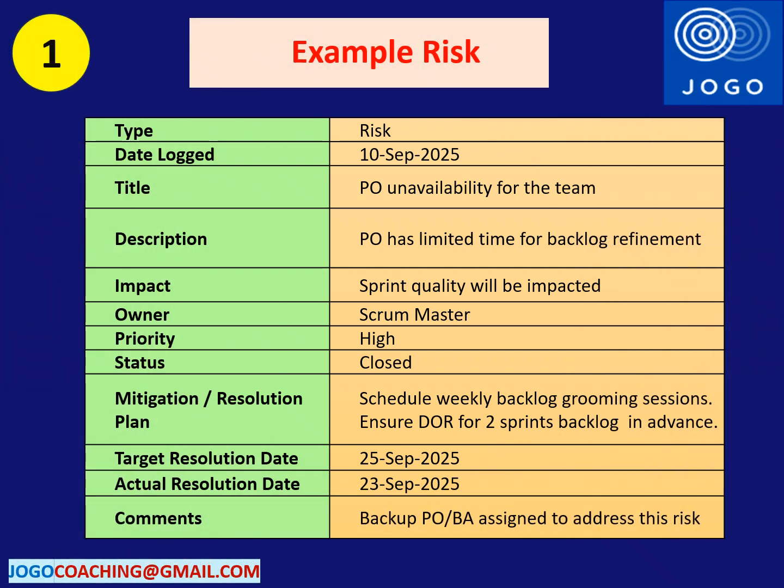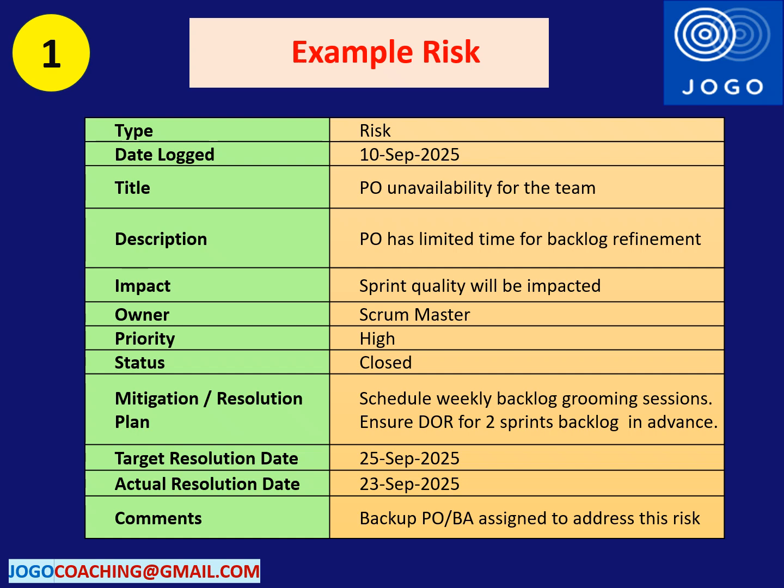You can see a risk in this table. A risk is something that has not happened yet but could impact your project. For example, product owner unavailability for the team is a risk. If the PO is not available, backlog refinement won't be effective and complete. Sprint quality will be impacted due to this risk. This is a high risk and the ownership is assigned to the Scrum Master to handle it.